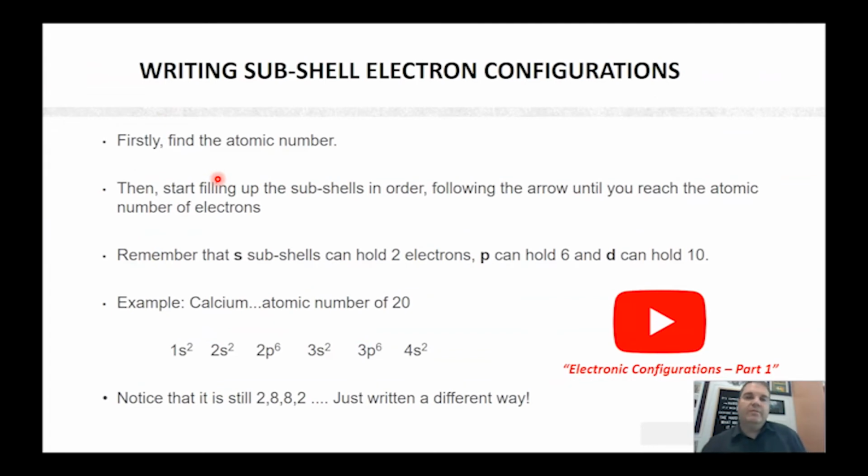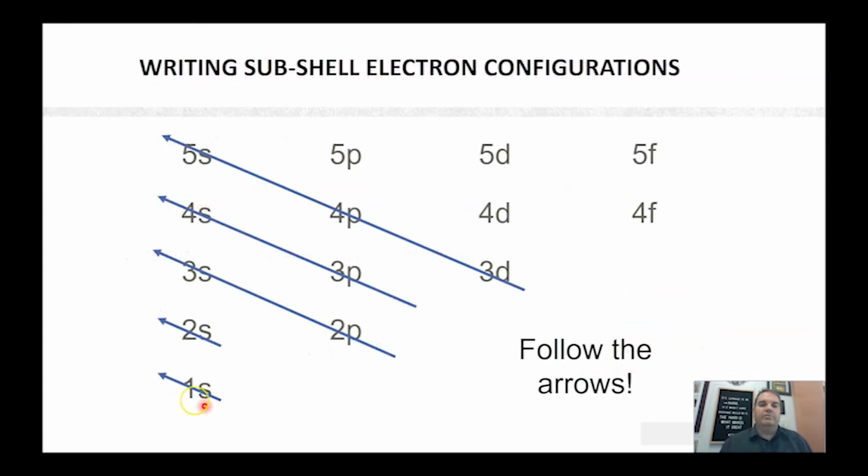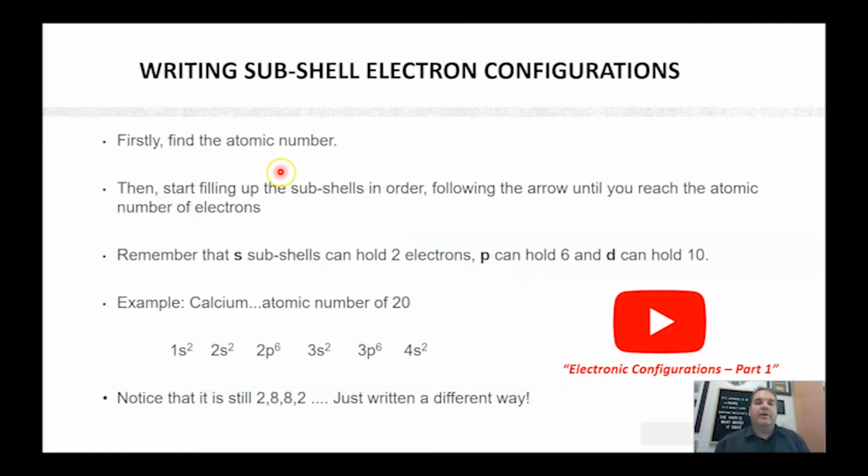So to write them, firstly find the atomic number. Then start filling up the subshells in order using these arrows, so follow your way through. You might want to screenshot this or clip it, or write it down, and keep that as a little side note while you're doing your electron configurations. So find your atomic number and fill up the subshells in order. The s subshell can hold 2, p can hold 6, and d can hold 10.